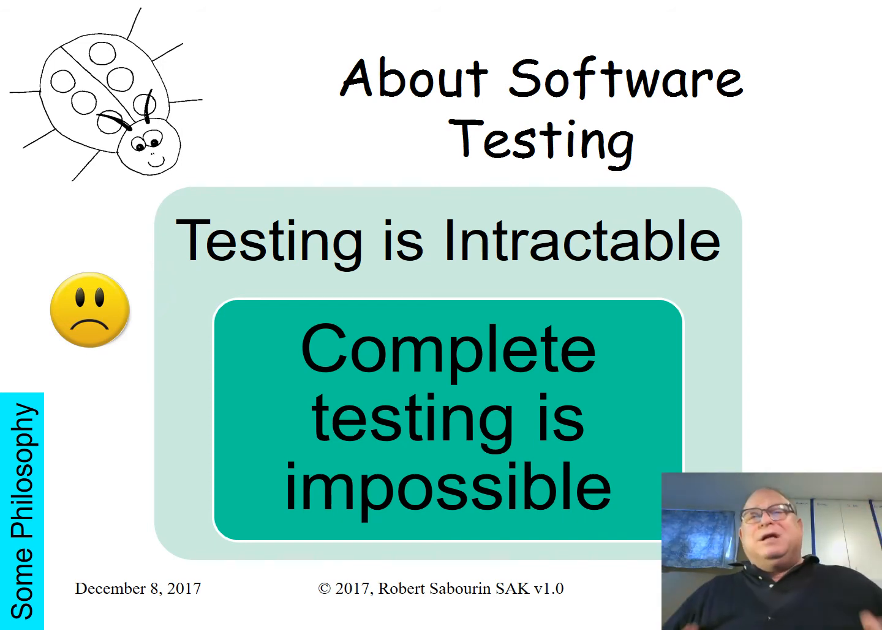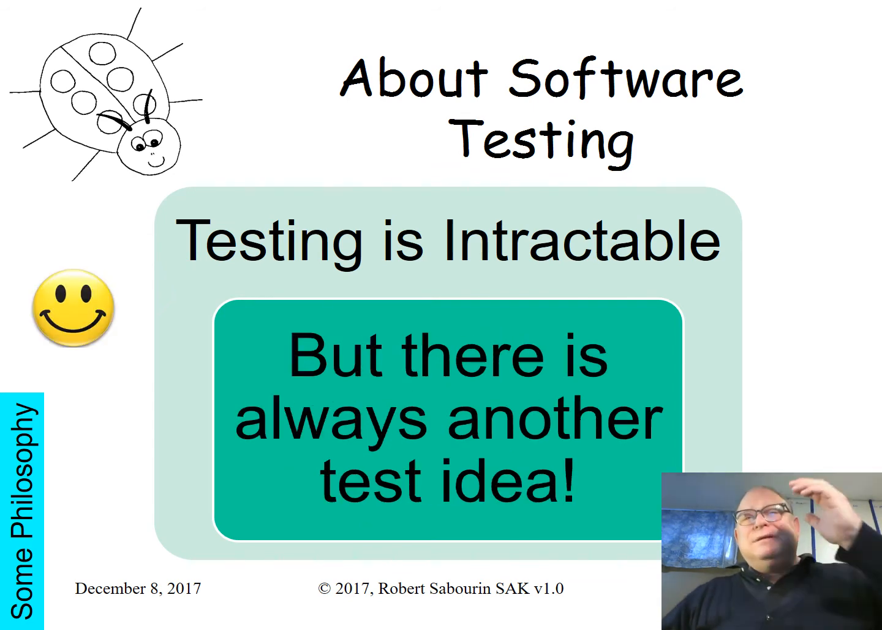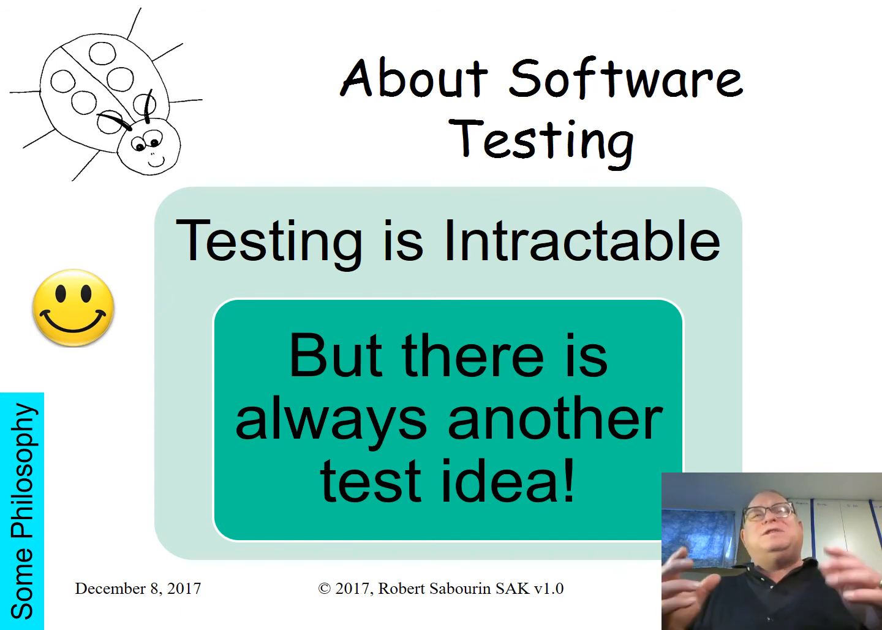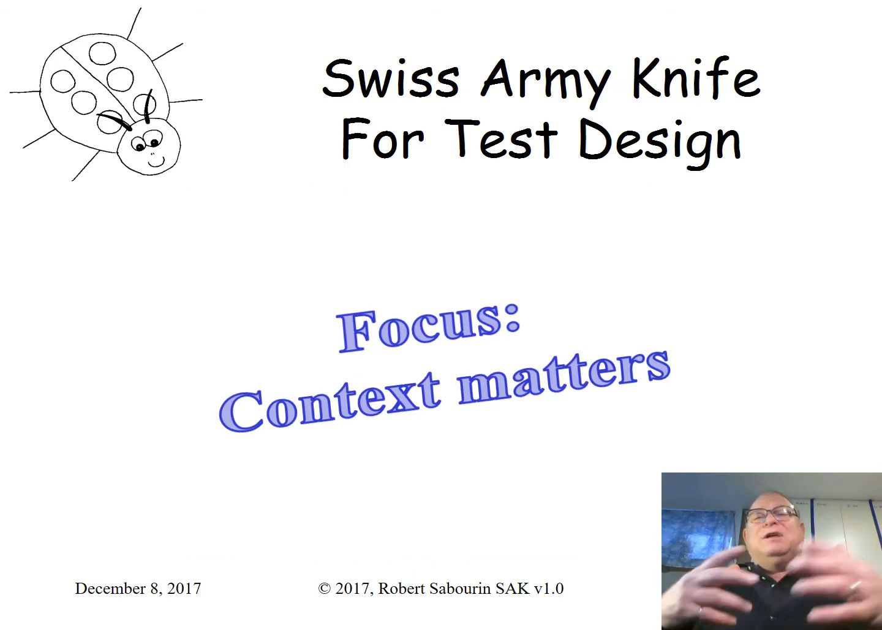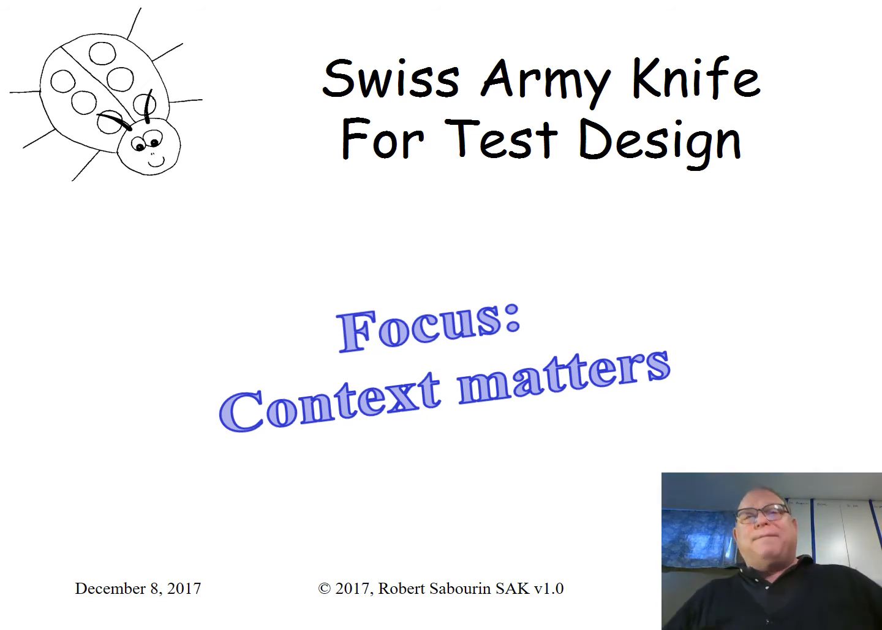You will never be able to test everything. Complete testing is impossible. And lastly, there's always another test idea. The beautiful thing about Dijkstra's principle is that because testing is intractable, there's always another way. There's always another approach. There's always another test idea. So there's always another way to think of things. There's a lot of different ways to design tests for the same feature, the same part of the application, the same functionality, the same workflow.